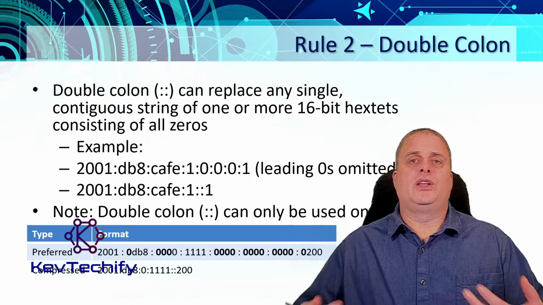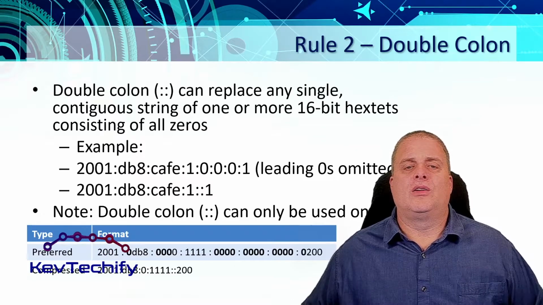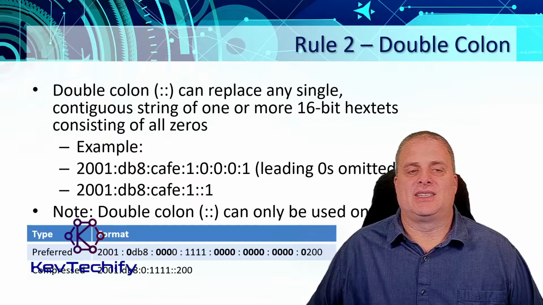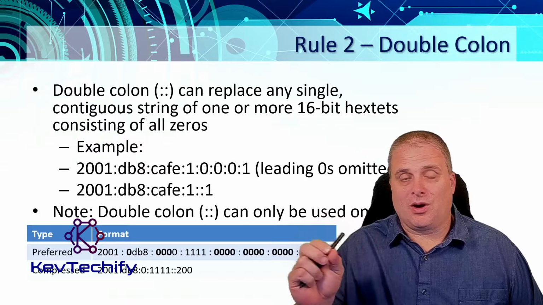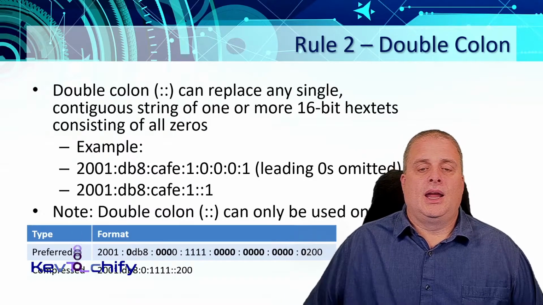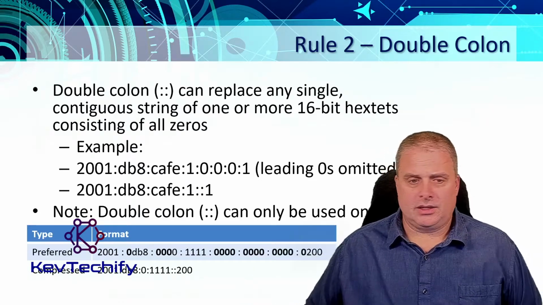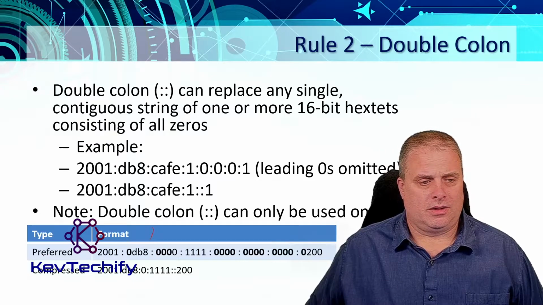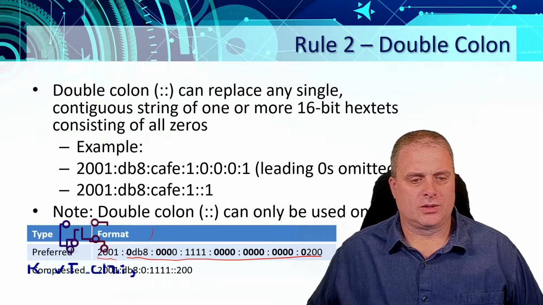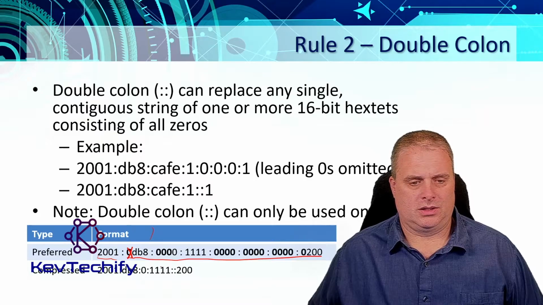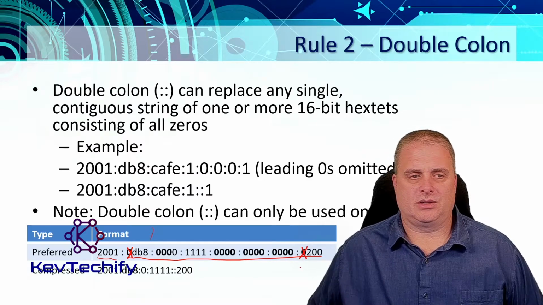The second rule here is we can use a double colon. What the double colon represents is any single continuous string of one or more 16-bit hextets consisting of all zeros. If you see 4 hexadecimal numbers and they're all zeros, you can replace that with a double colon. And you can replace multiple hextets with that double colon. Here's an example. Down here we have the preferred format, and this is the same number we've been using the whole time. First thing is rule 1, we can omit the leading zeros. And then we have all zeros, and the last hextet here, we can have another 0.